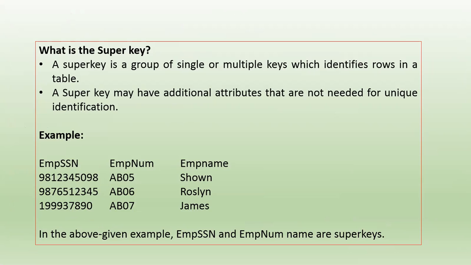First of all, what is the super key? A super key is a group of single or multiple keys which identify rows in a table. A super key may have additional attributes that are not needed for unique identification. For example, the employee table has the employee SSN number, employee number and employee name. It contains 3 records. In the above table, the employee SSN and employee number are the super keys.